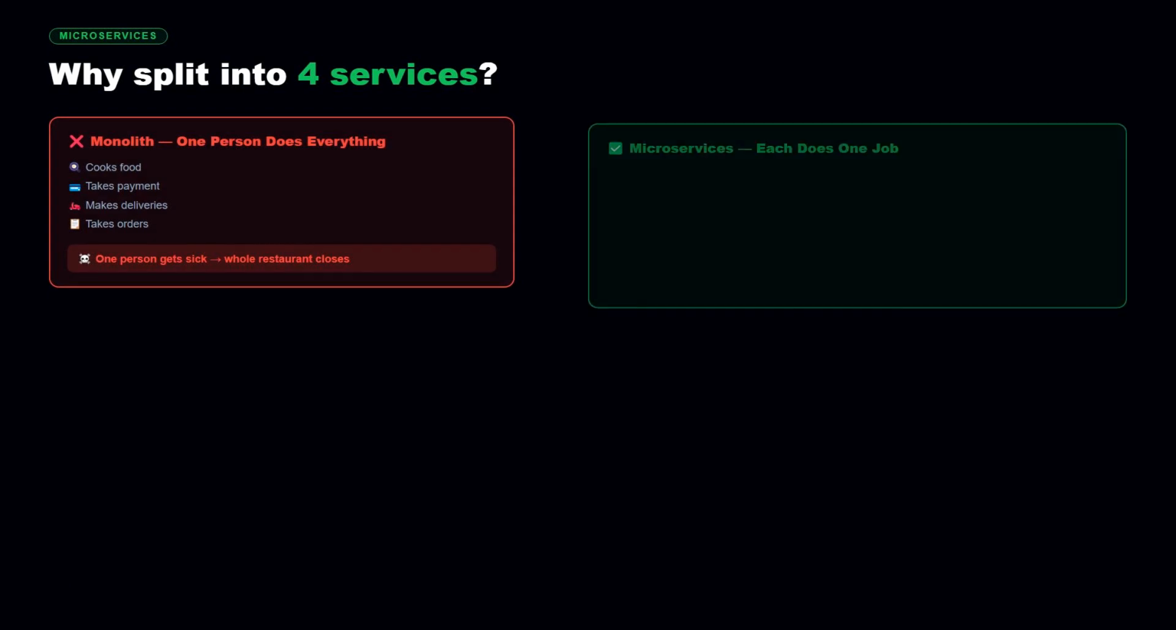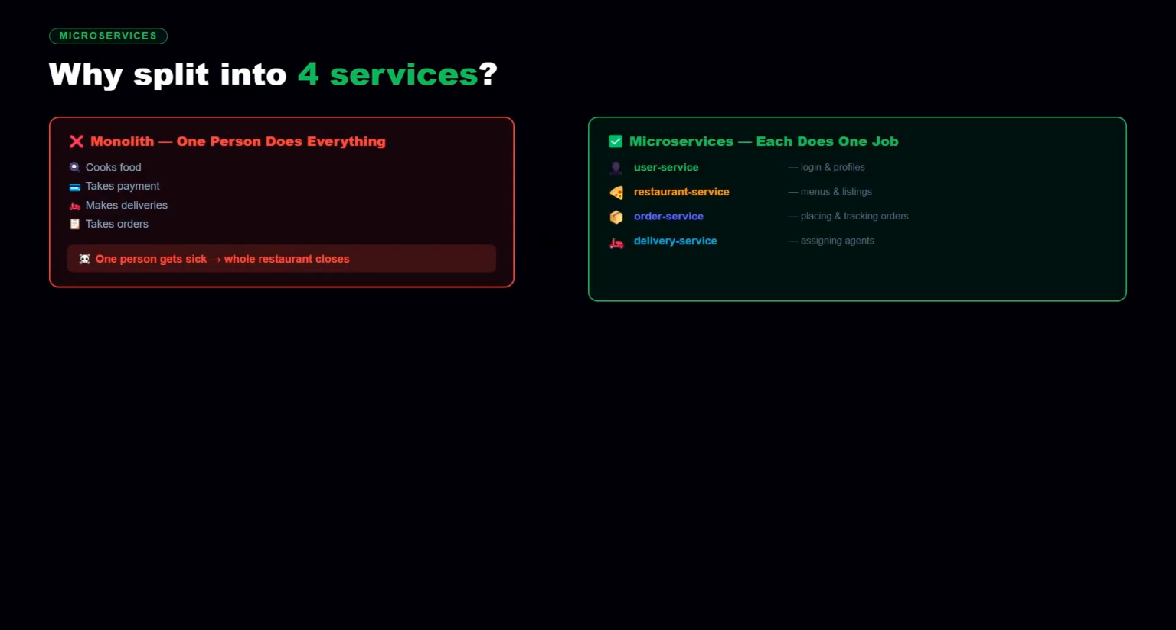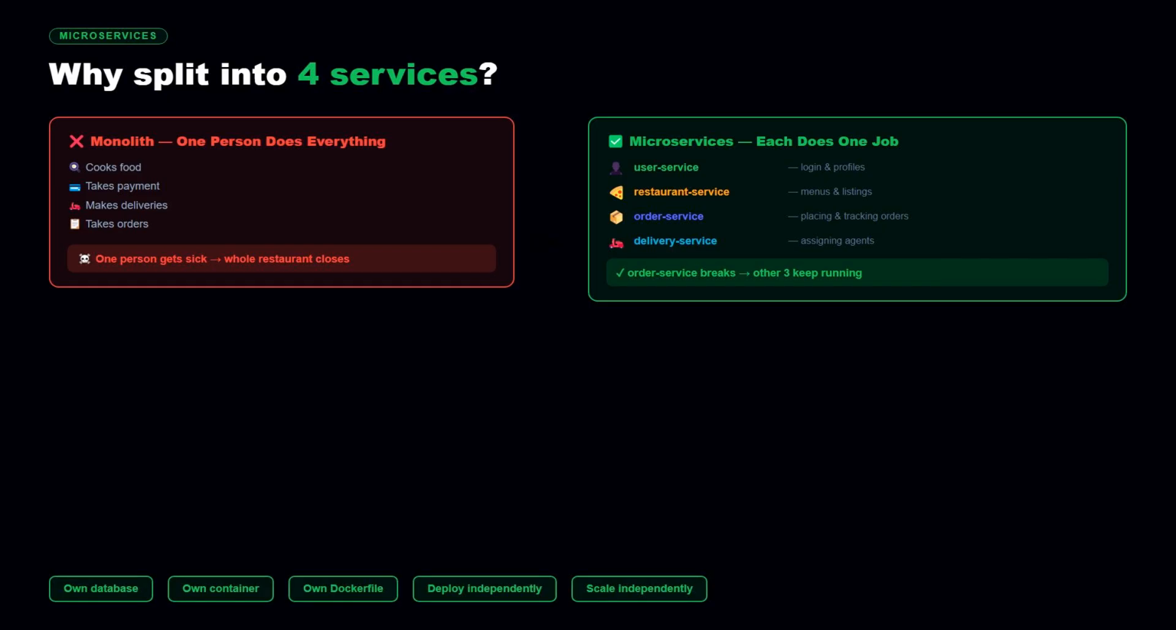First concept, microservices. Why split one app into 4? Imagine a restaurant where one person does everything: cooking, taking orders, handling payments, and making deliveries. If that person gets sick, the whole restaurant closes. That's a monolith. Now split it. One chef, one cashier, one waiter, one delivery driver. If the delivery driver is sick, food still gets cooked and orders still get taken. That's microservices. In this project, each service has its own database, its own container, and can be deployed independently. Fix order service without touching user service.